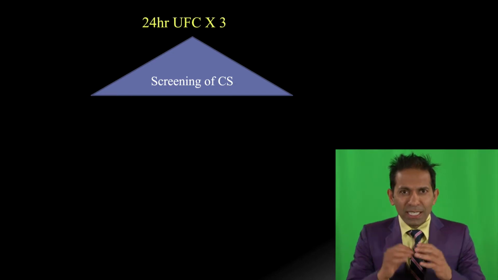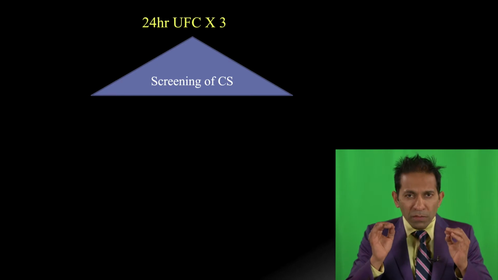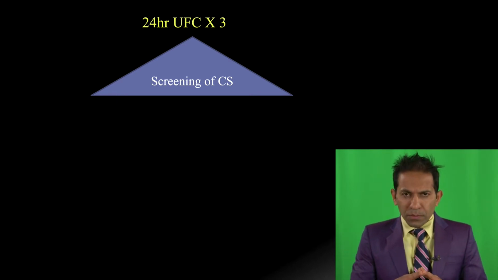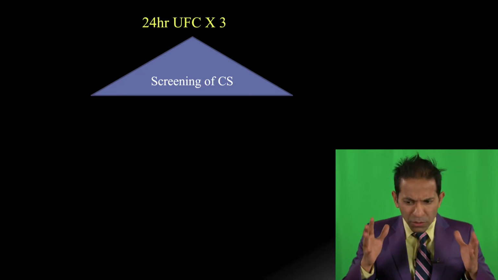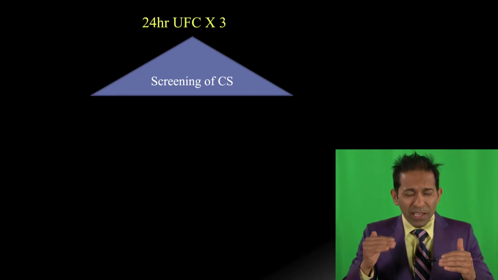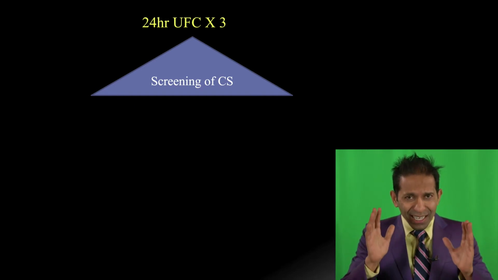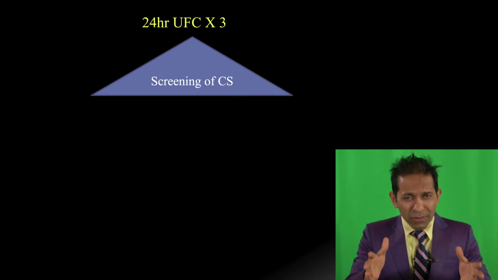So the 3 tests are: First test is 24-hour urine-free cortisol level. Now this test is very sensitive. Now if you collect 24-hour urine-free cortisol, if it is more than 3 times upper normal limit, that confirms that patient might have Cushing syndrome.